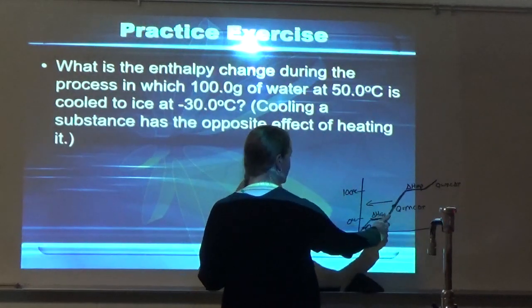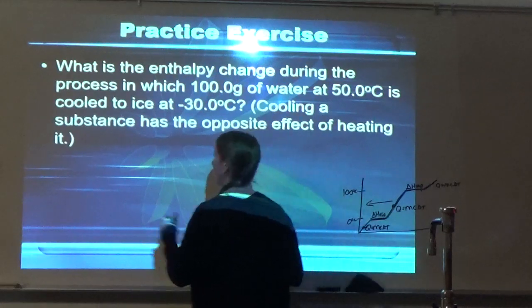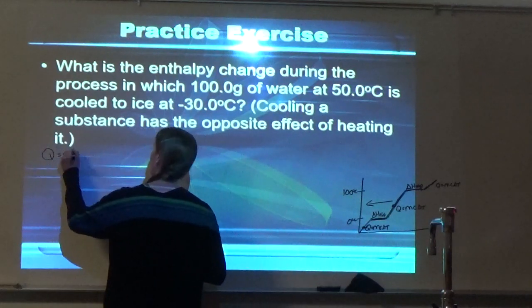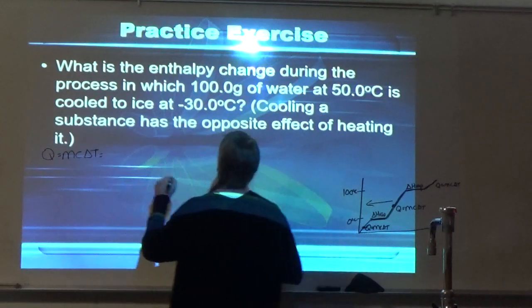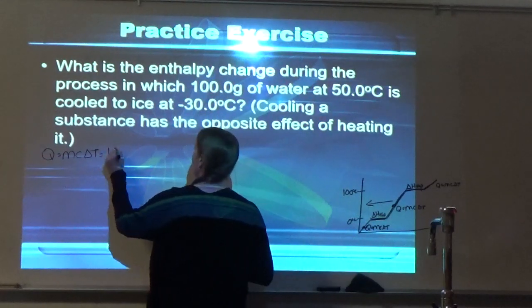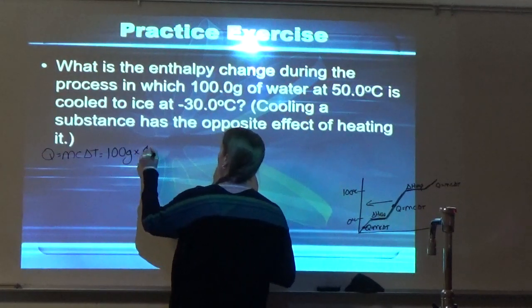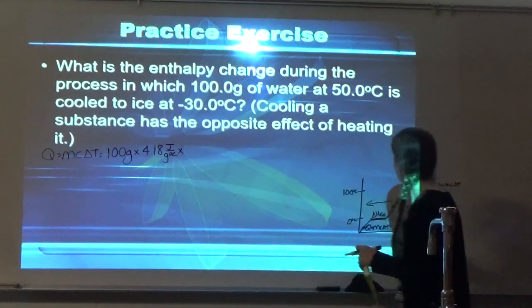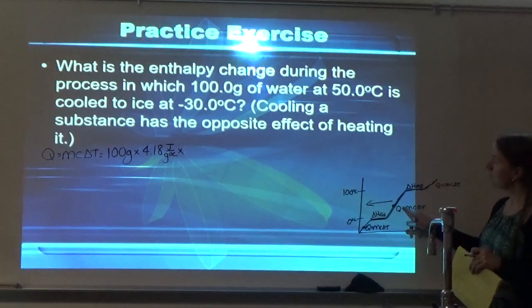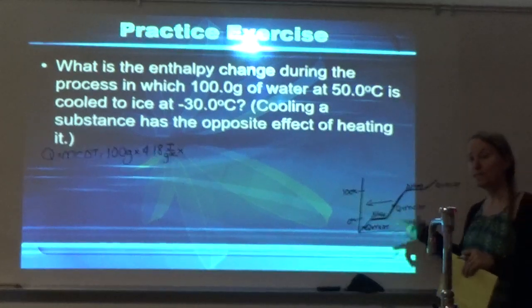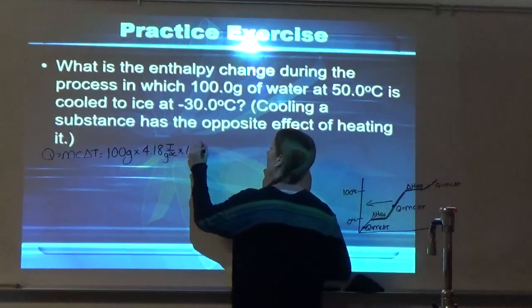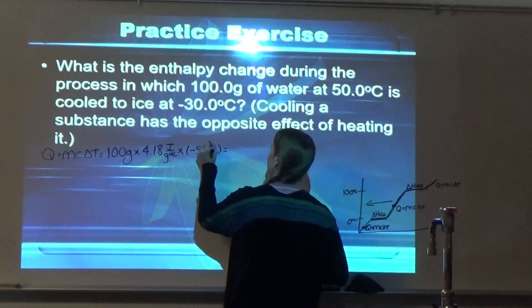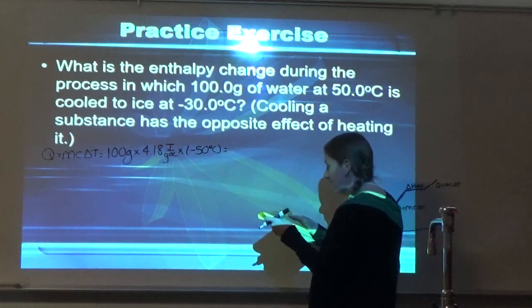So I'm going to start with Q equals mc delta T for this portion right here. All right, so we have 100 grams of water. So my mass is 100 grams. For water, we have 4.184 joules per gram degree Celsius. Here I'm going from 50 to 0. So 0 minus 50 is -50 degrees Celsius. So that's how my number is going to be negative for this one.